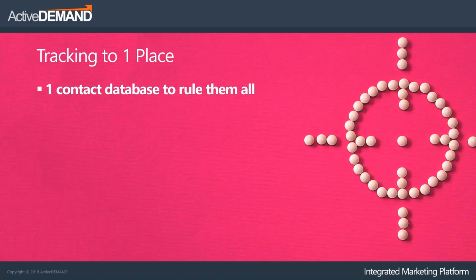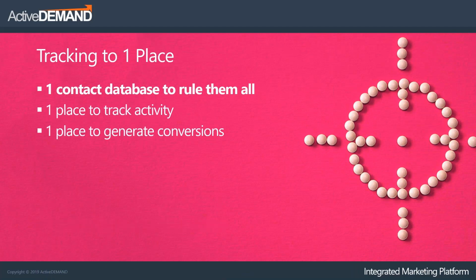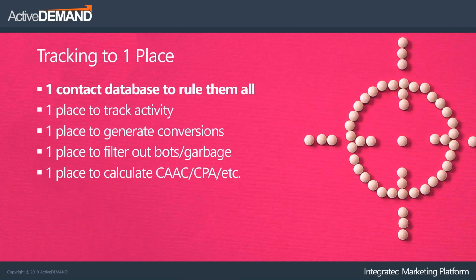So if we have one contact database to rule them all for marketing, that means we have one place where we're tracking activity, one place where we're generating conversions, one place where we're filtering out the bots and garbage, and one place where we can really do some meaty marketing statistical analysis where we calculate customer cost of acquisition or cost per acquisition or whatever metrics we want to pull out. So the only way we get to do this in a really smart way is if we have all of this stuff in one place. If it's in multiple places, that's where it can be a little bit more difficult, and you miss some of the user journey as well.